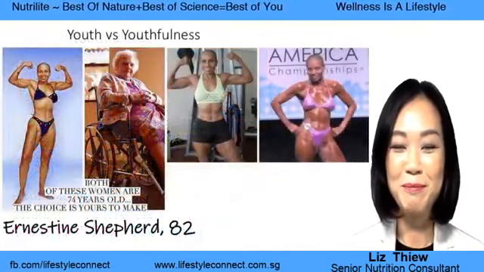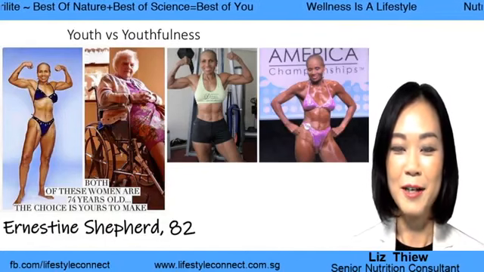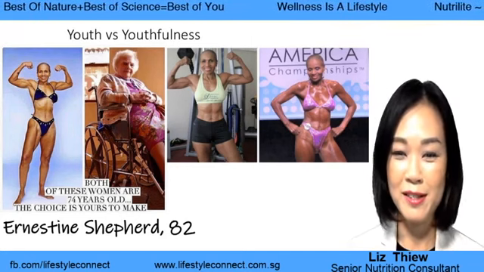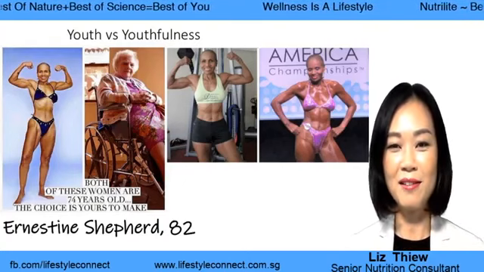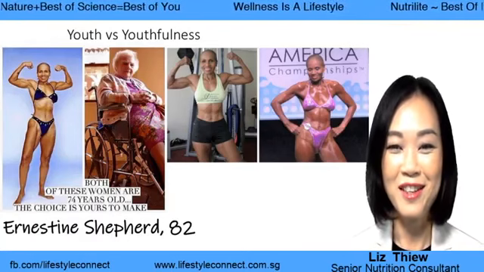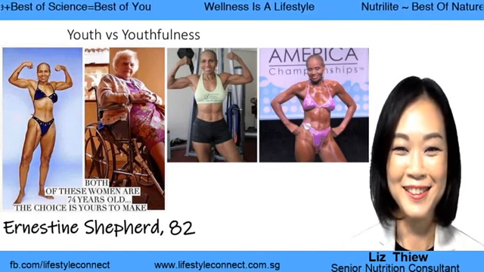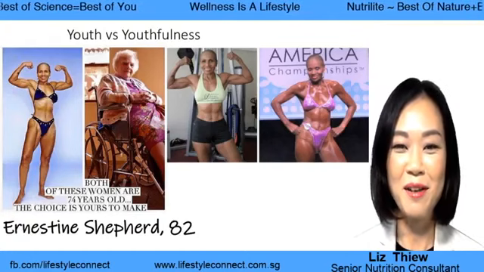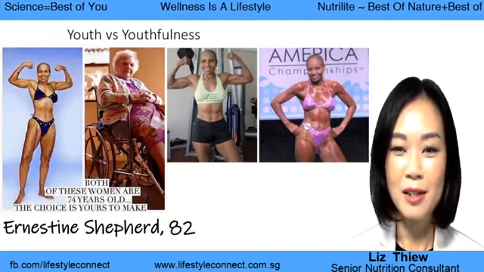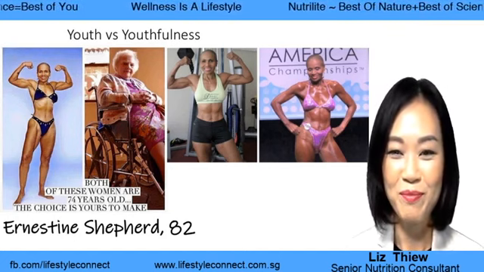As you can see from the picture, this is Ernestine Shepherd. What do you see? Do you see youth? What I see is youthfulness. It's easy to have youth when you are young, when you are below 25. After that, we are actually on the train of aging. As you can see from the slide also, Madam Ernestine Shepherd started to do weightlifting when she was about 60 years old.